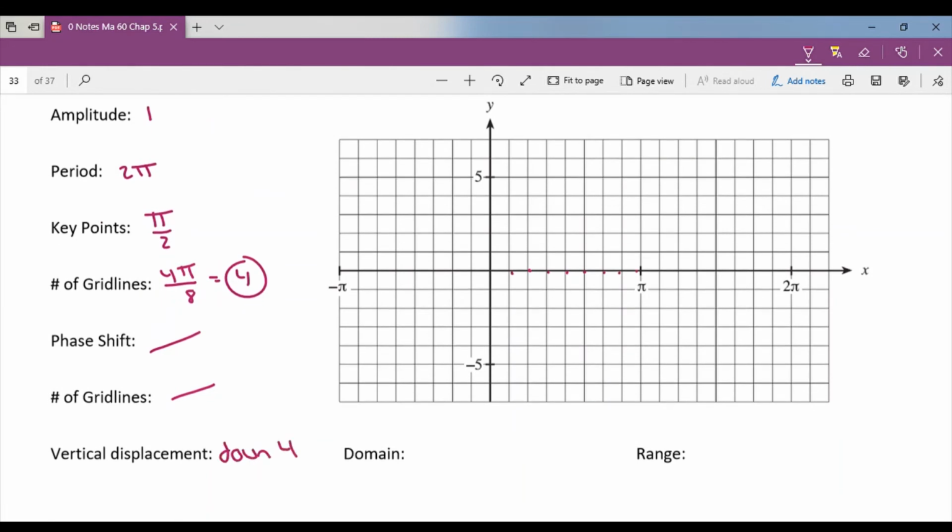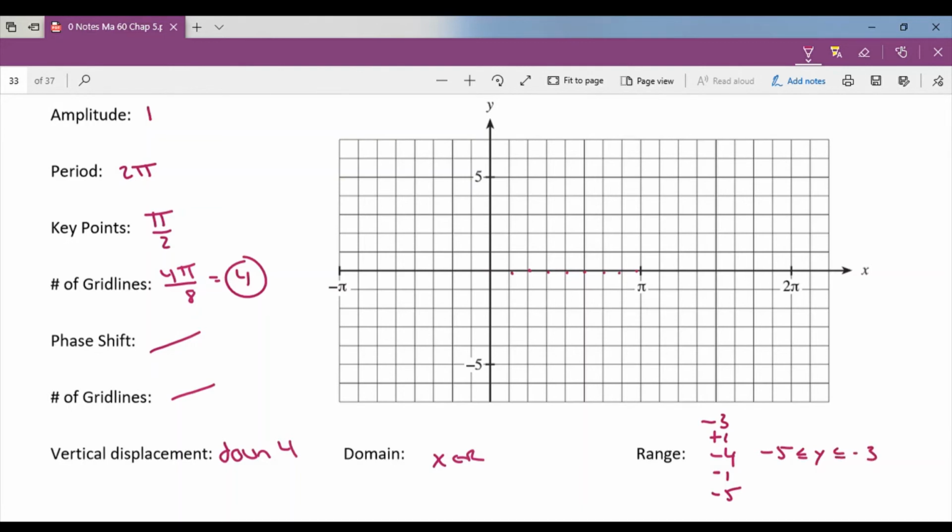So before I even start, could I figure out this part? Well, the domain is still going to be x element of the reals. There's nothing that's going to affect your domain. But your range, you've been moved down 4. Your amplitude is 1. So you're going to go up 1 and you're going to go down 1. So you're going to go up to -3 here and you're going to go down to -5. So your range is going to be -5 to -3.